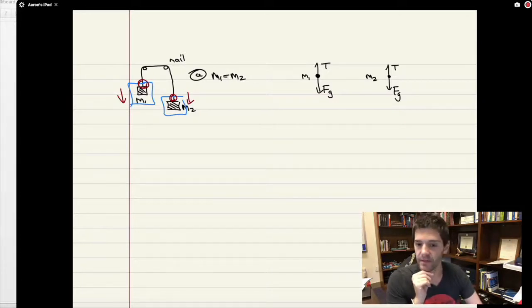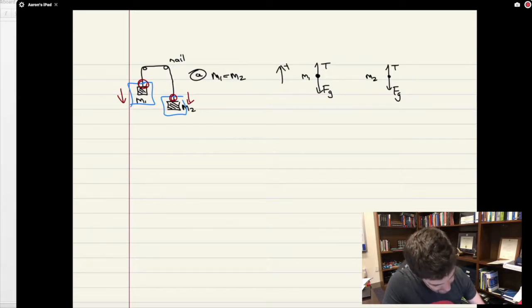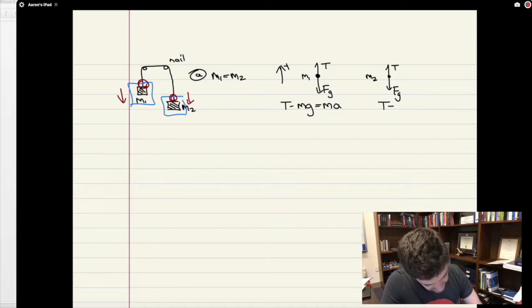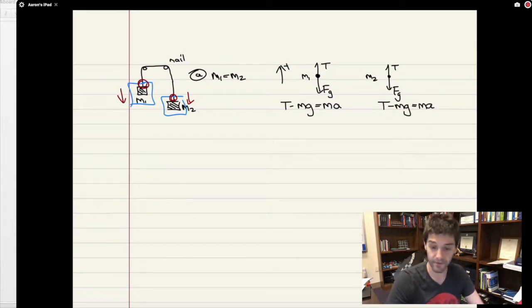And if M1 equals M2, then it makes sense that both of these cases are going to have the exact same expression for Newton's law of motion. F equals ma is going to be the same for both. Both have the same forces acting on them, so they are going to have the same acceleration. Let's define up as positive. So they both are going to have something that looks like this. And maybe they have different accelerations, I don't know, so I'll put a1 and a2. But I know they both have the same tension, and they're both the same mass, so I'm just writing M instead of M1, M2.